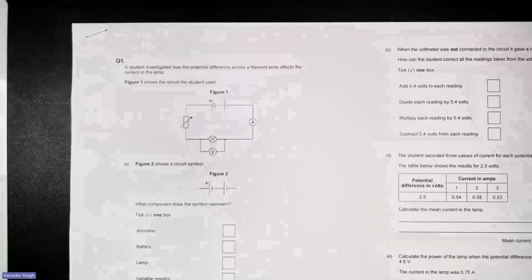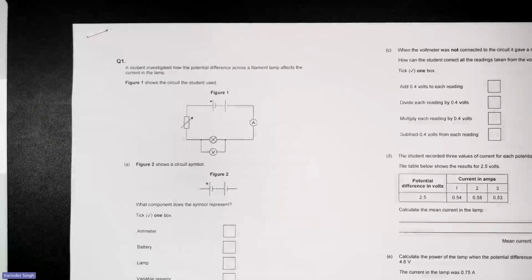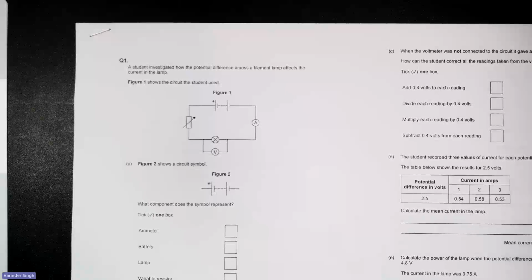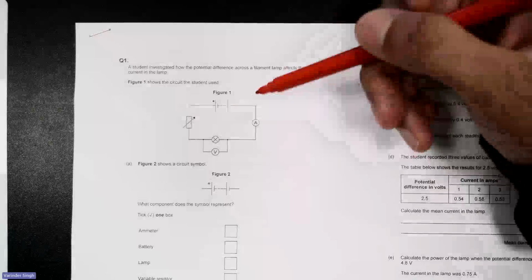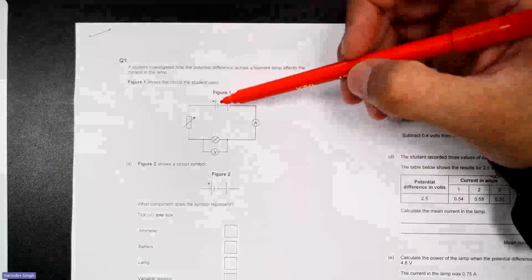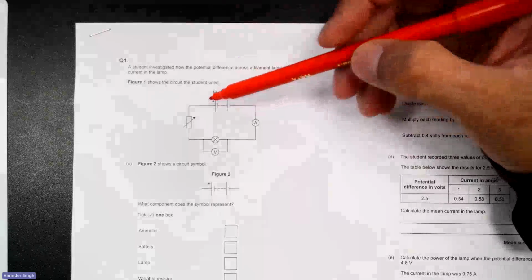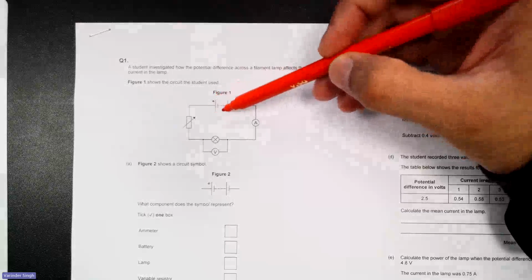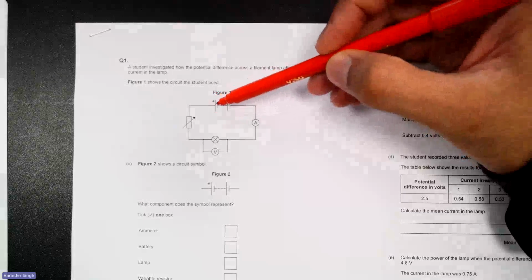So the question itself is about an investigation that a student's doing to take a look at how the potential difference across a filament lamp affects the current in that lamp. So this is the circuit that the student is using.